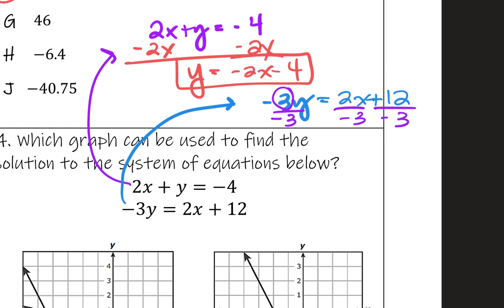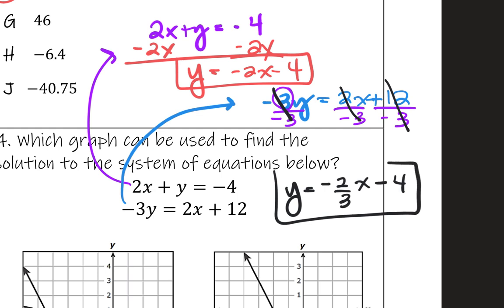All right, so and then in your calculator, you'll do negative 3 divided by negative 3 is 1. 2 divided by negative 3 is negative 2/3 x. And then 12 divided by negative 3, that's going to give us negative 4. And this is the second equation you're going to graph. The question is just asking what graph can be used to find the solution.